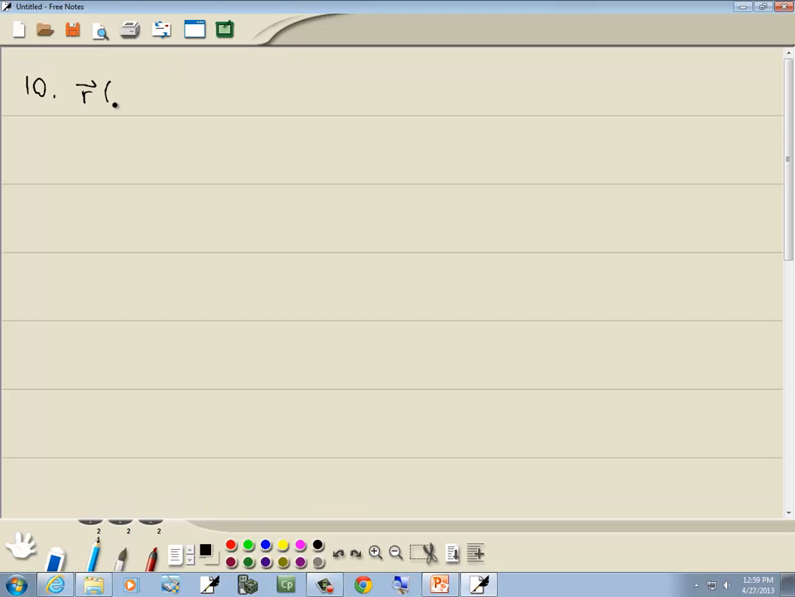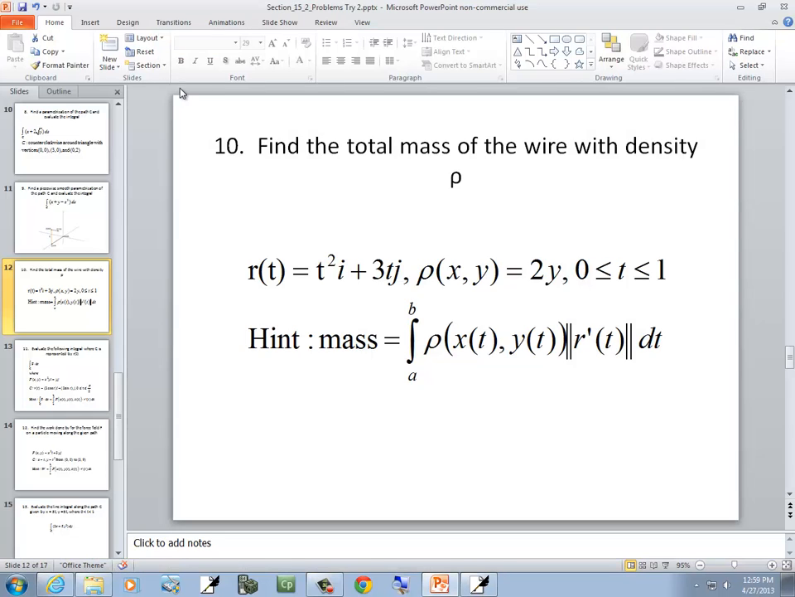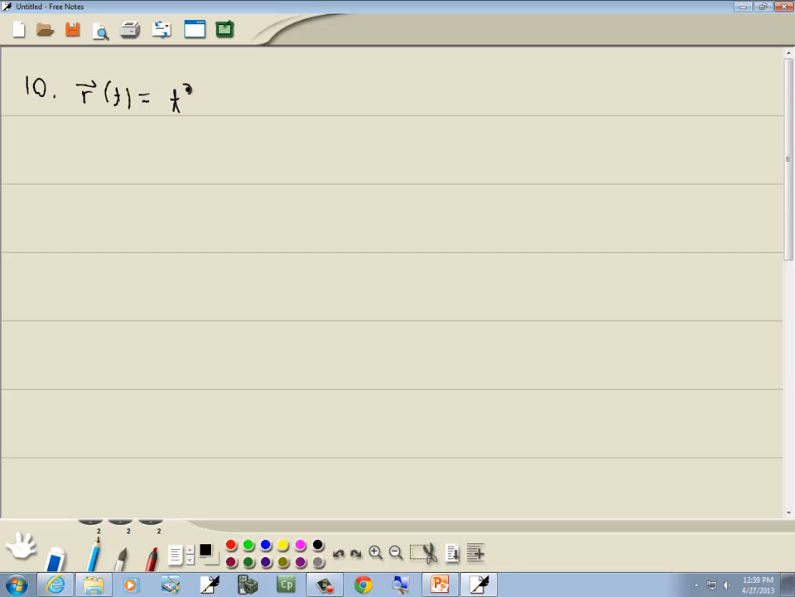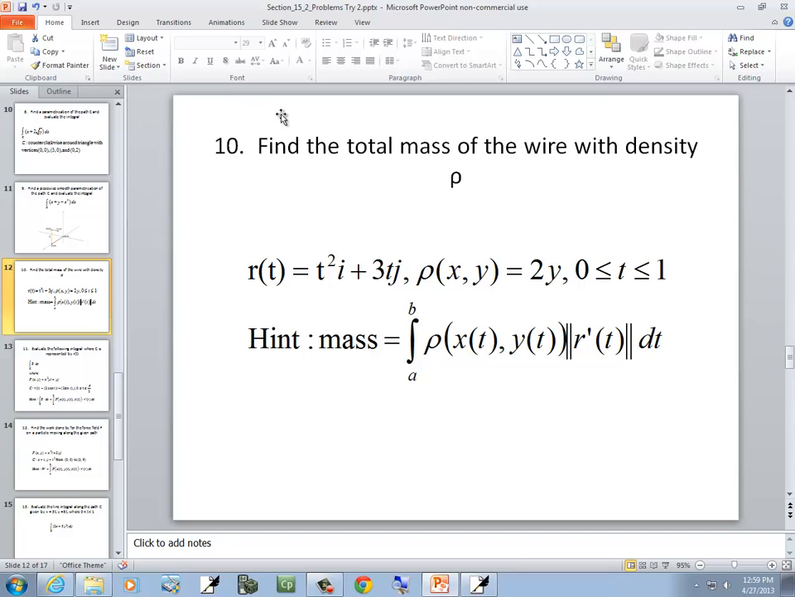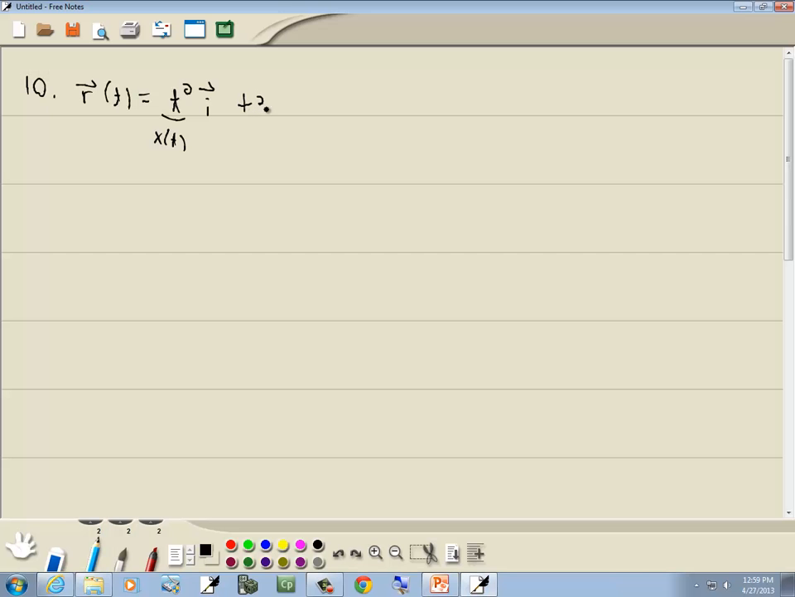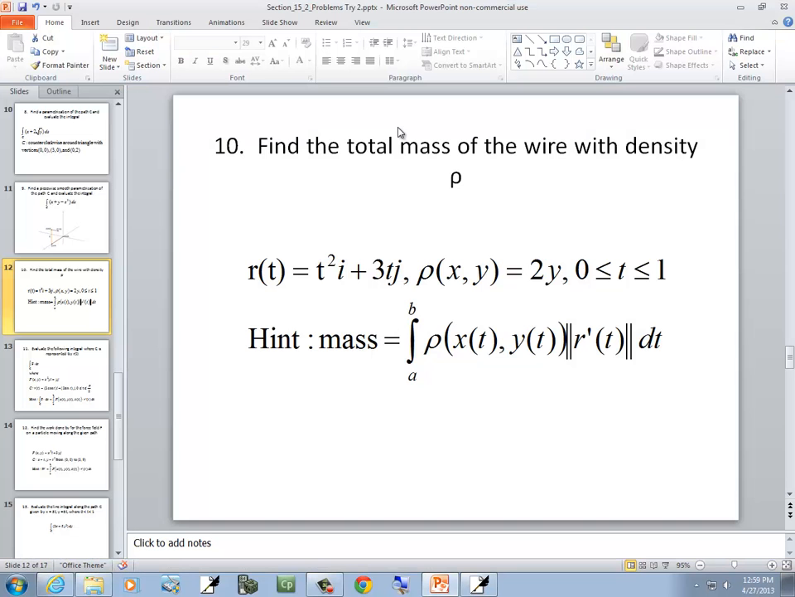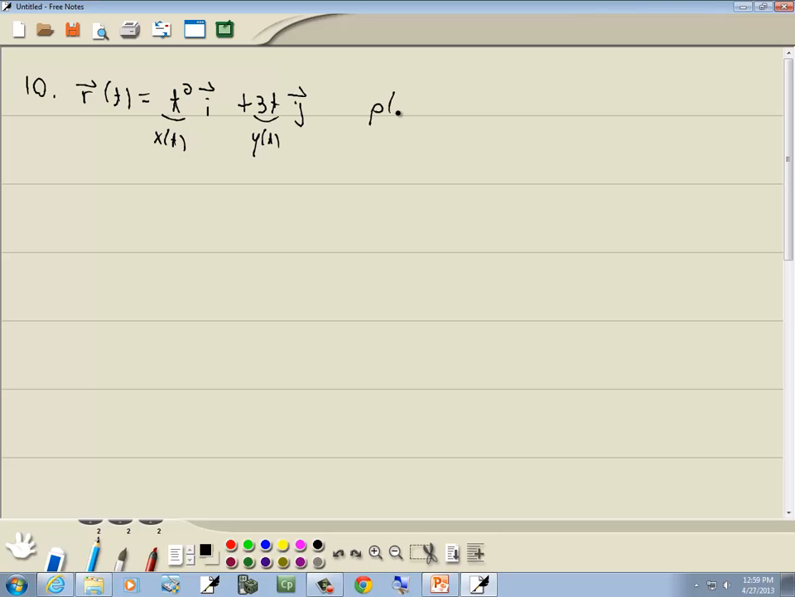Okay, so r is going to be equal to t squared i, and keep in mind this is your x of t, if need be, plus 3t j, and this will be our y of t. And rho of x, y is going to equal 2y, and t is going to go from 0 to 1. Okay, so that's our setup.